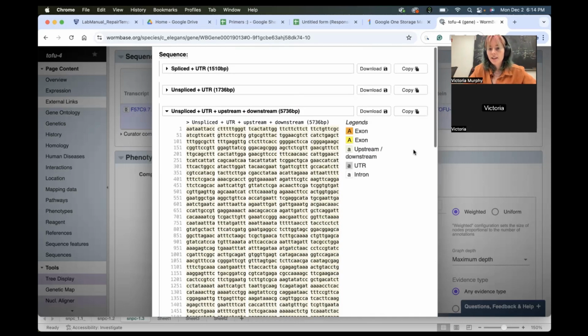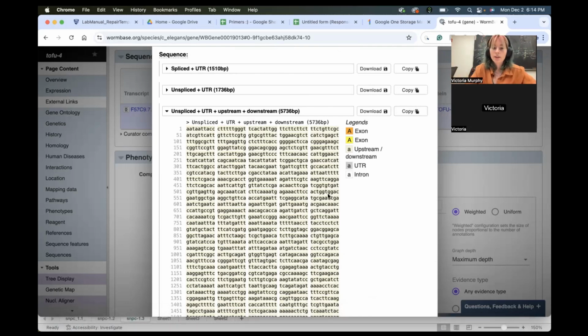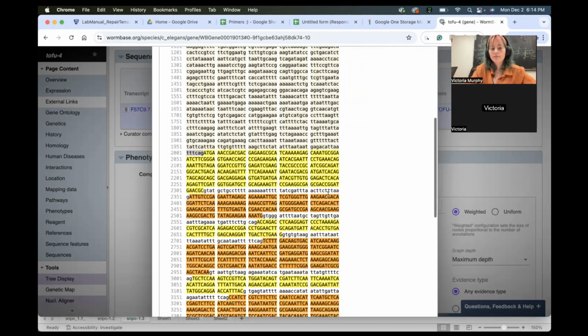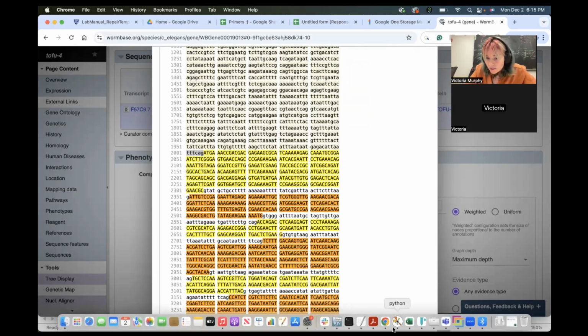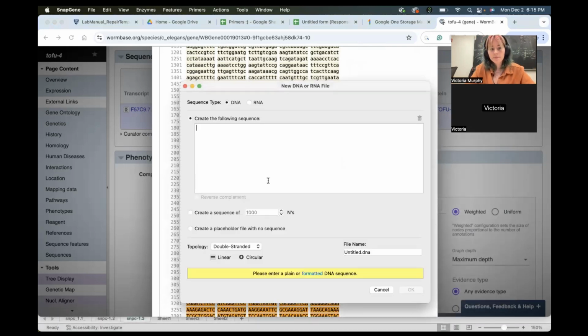So then I take this and I copy it. I've chosen the unspliced with upstream and downstream sequences. And I'm going to open it in SnapGene. It's similar to ApE.